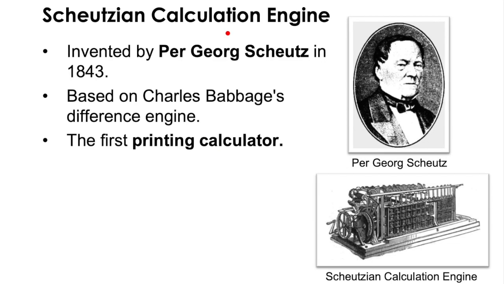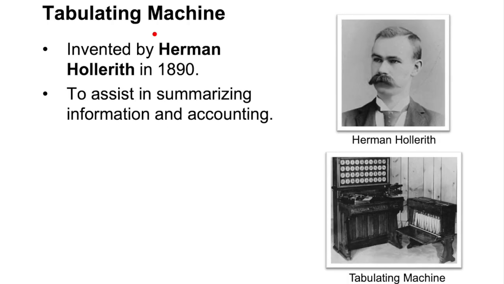So this is another calculation engine, also based on the difference engine. But it usually referred to using the same technologies as the printing press. And another is the tabulating machine invented by Herman Hollerith in 1820 to assist in summarizing information and accounting.